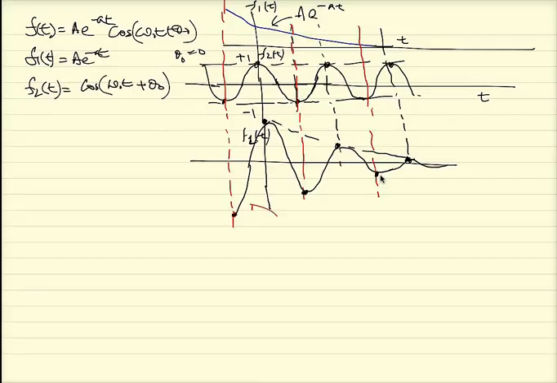So this signal which we've drawn, this is your f2t, which is your A e to the power minus at cos omega naught t, plus theta naught. So in this case, our theta naught we consider as 0, but it can be any other value. So you'll have a phase shift of the sinusoid.